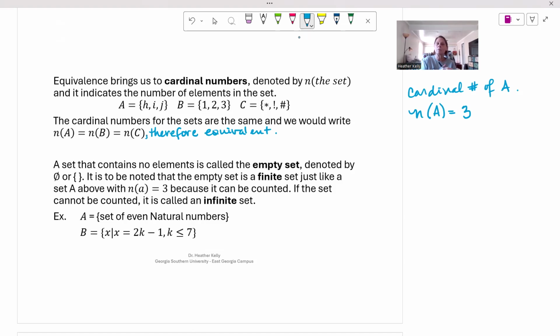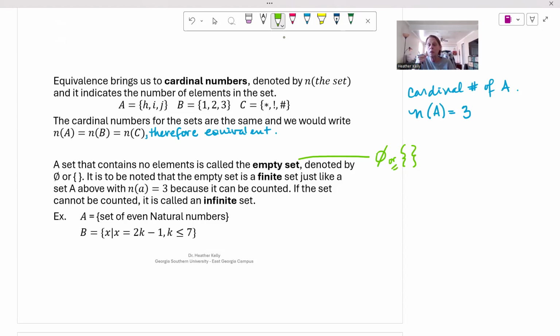Okay. Now, a set that contains no elements is called the empty set, right? And I think we might have talked about it. Maybe we're just now talking about it. But the empty set is denoted with a circle with a slash or an empty set of curly braces. Either one of these means an empty set.